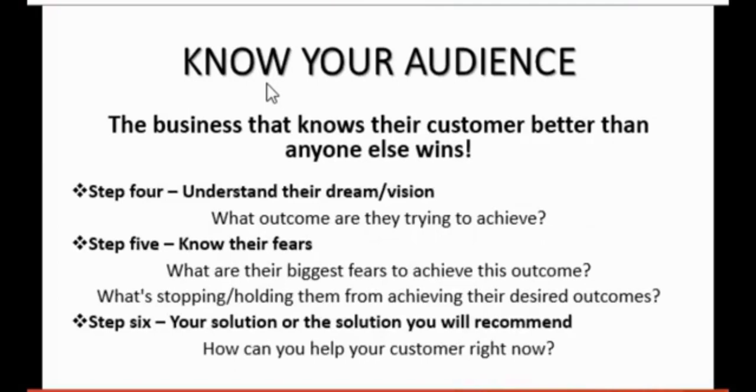Step 4, you need to understand their dream, their vision. So what outcome are they trying to achieve? You need to have a clear vision of what they actually want. And sometimes they might not have that dream, that vision themselves. They might be clouded in what's actually pushing them to want to do this. But if you have a clear, strong vision, people attach to you. If you can talk to them as if you know exactly what they're trying to achieve, and you can speak to that in your content.